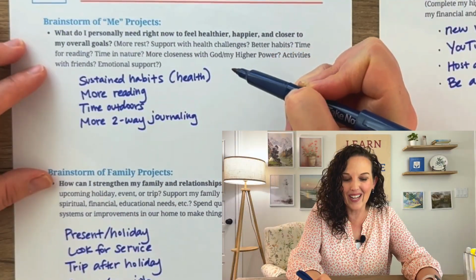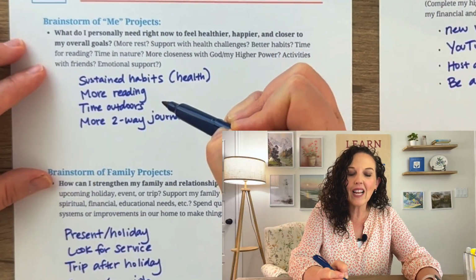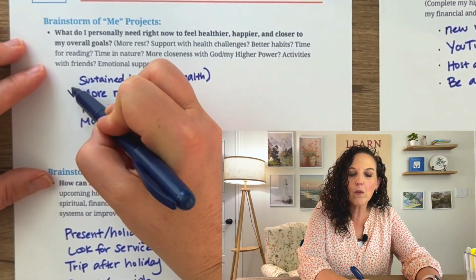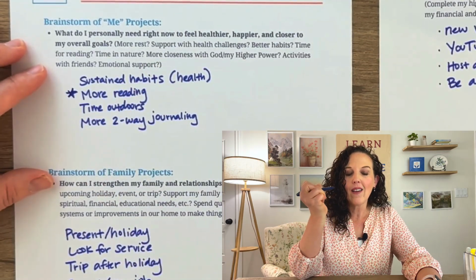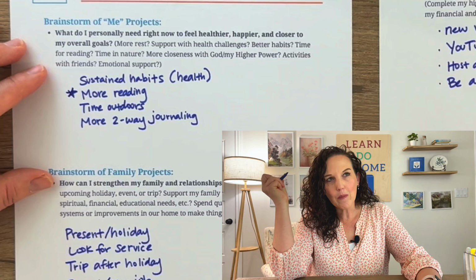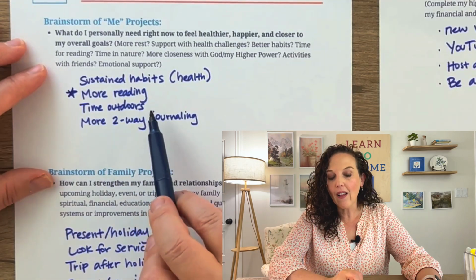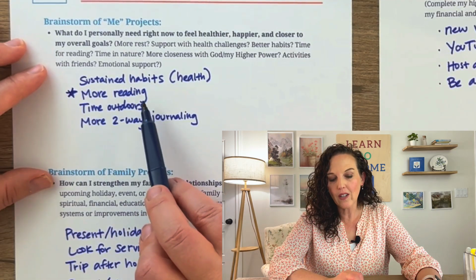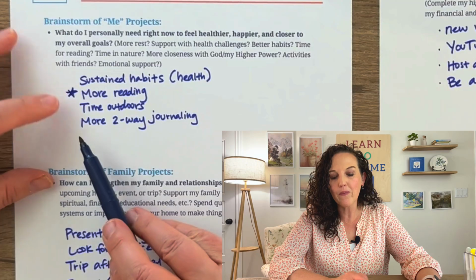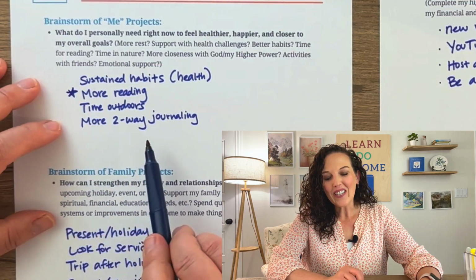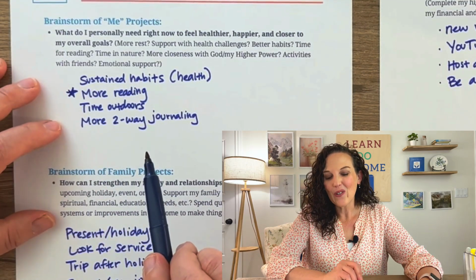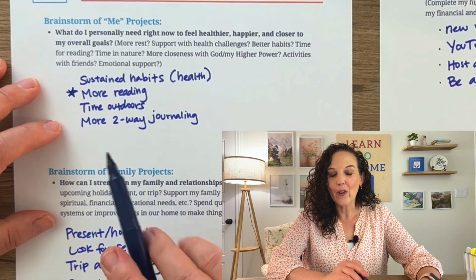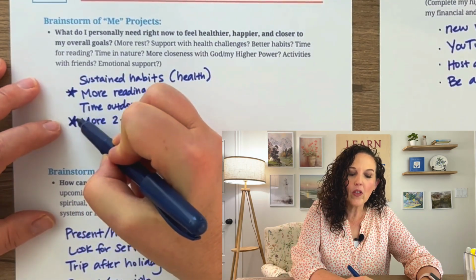But the reading and downtime and just giving myself a break, I really do need those because I have a tendency to work really hard and not take as many breaks. So I'm going to say I'm going to do probably more reading. I'll put that down. For time outdoors, I think I'm just going to maybe add a couple things to my calendar, but I don't need to make it a project. The reading is going to be establishing that reading habit. But the more two-way journaling, I think if I make that into a project, I think it's going to have the greatest impact on me. So I'm going to pick those 2.